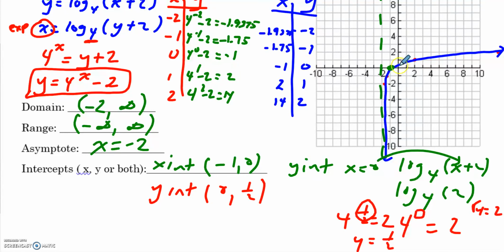And if I look at my graph, that seems pretty reasonable. Looks like it might cross at around 1/2. And again, that's because when I look at log base 4 of 2, I know that 4 to the 1/2 is equal to 2. So there's my graph, and here's my information about the problem.